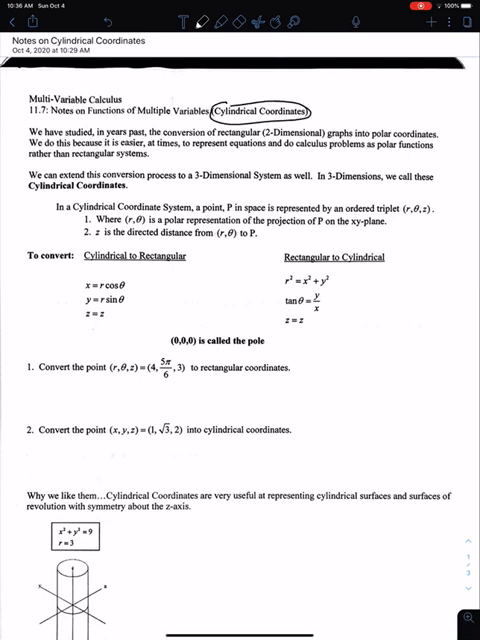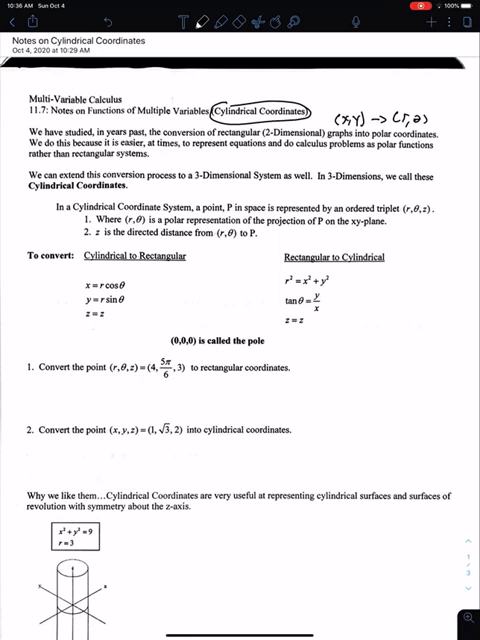We have studied this in past years when we talked about converting rectangular coordinates. Remember, those are equations dealing with xy coordinates, and we converted them into polar equations, or r comma theta. We do this because it's sometimes easier to represent functions and do calculus with polar functions than rectangular systems.